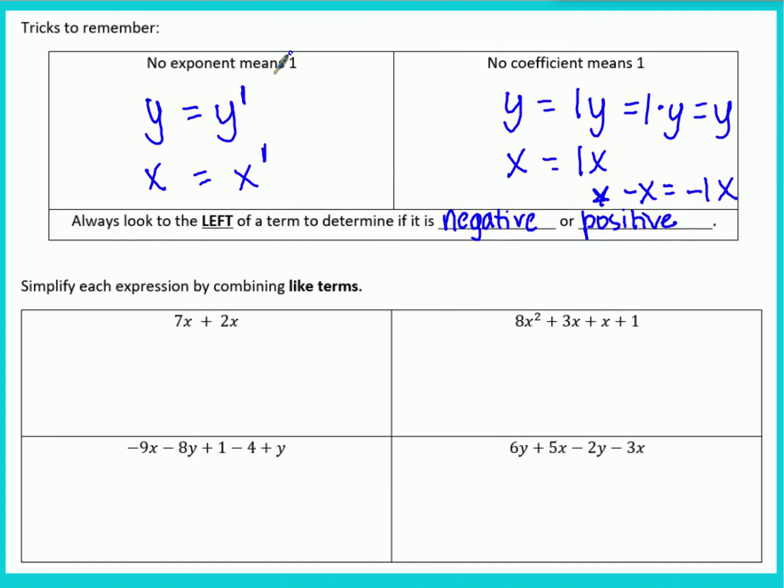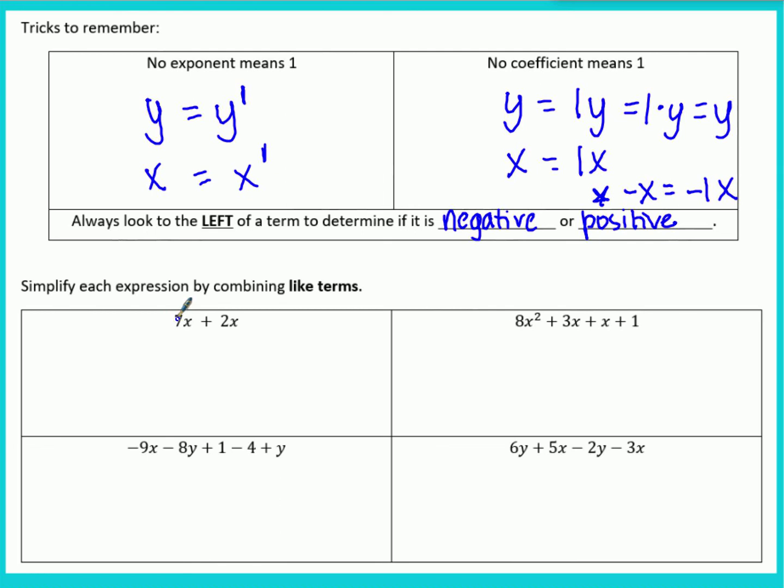So we'll look at that in the next few examples to let you know what I mean by that. In this first example, we just want to combine each term, like all the like terms, to simplify each of these expressions as best we can. So I have 7x plus 2x.